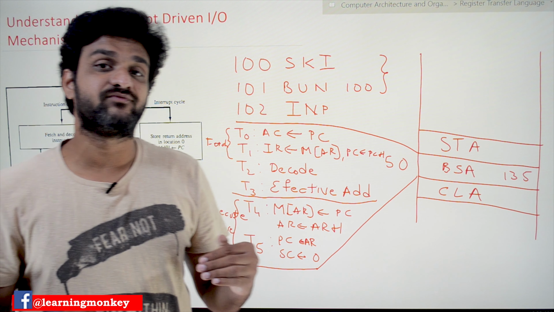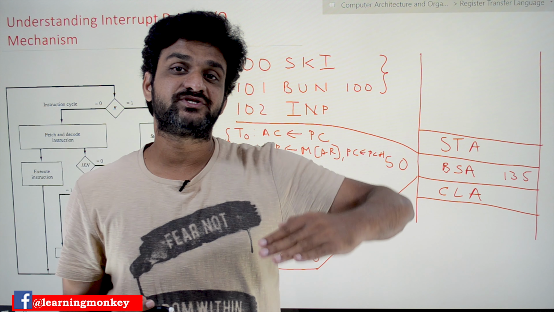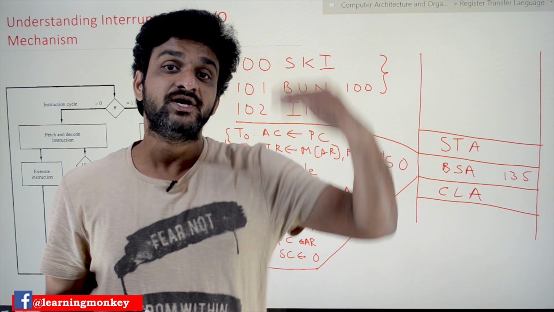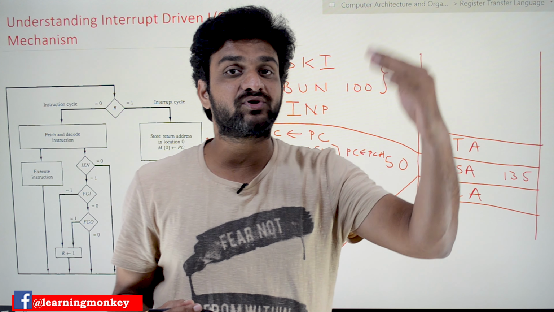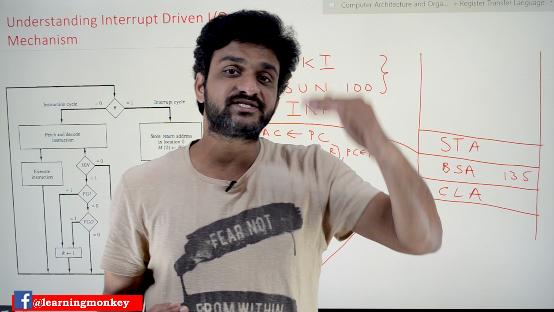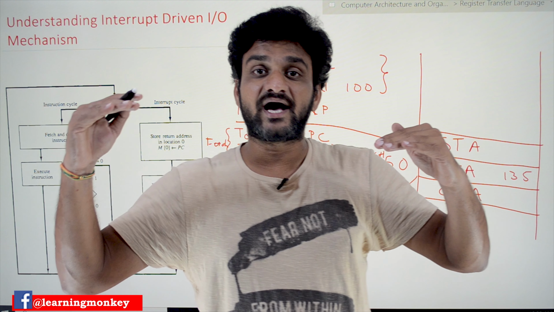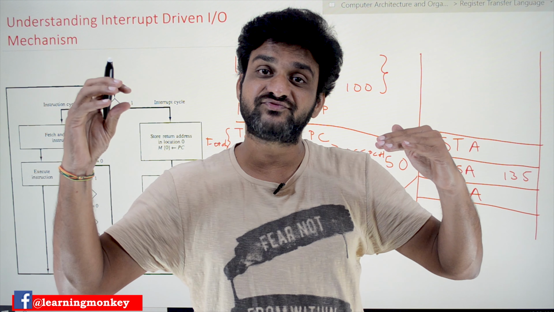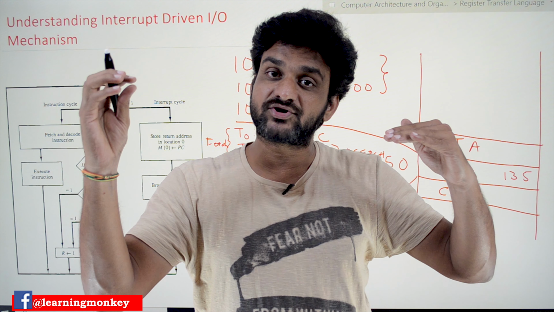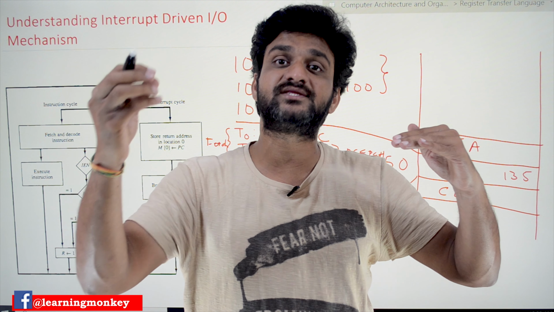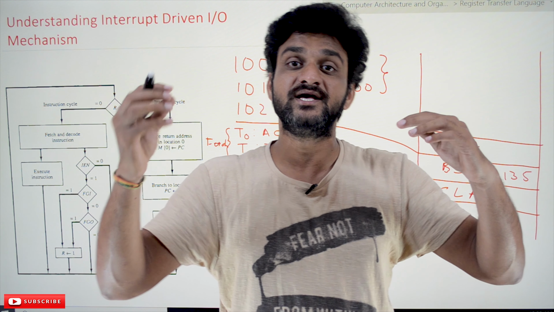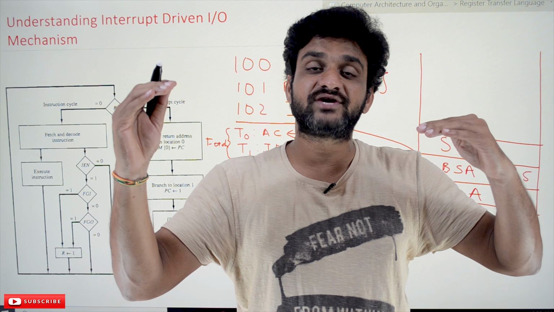So what is this interrupt-driven I/O? The CPU will do its job continuously. It is not going to check whether the input request is there or not. It will continuously execute the user program, the program given by the end user, instruction after instruction. Whenever there is an I/O request, the external devices will interrupt the execution of the program. The external devices are going to intimate the CPU, the processor, that some I/O request has been made.